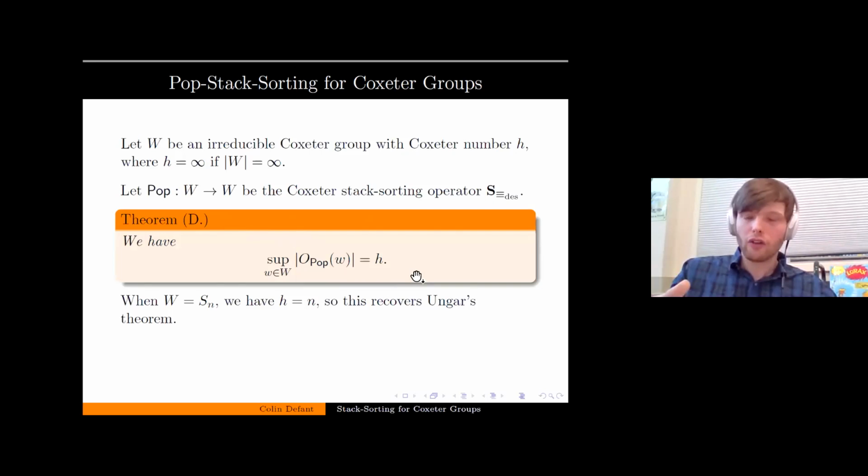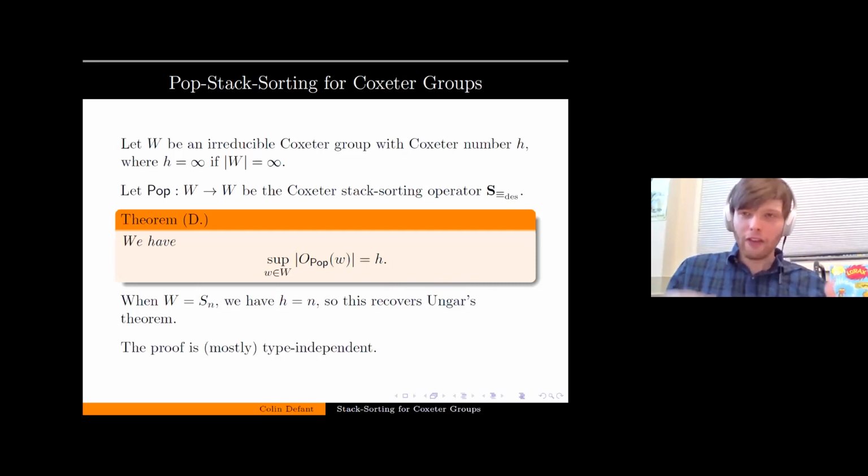And this actually is just Ungar's theorem in the case of symmetric groups. Remember, Ungar proved that if W is the symmetric group Sn, then the maximum size of a forward orbit of a permutation of size n under the pop stack sorting map was just n. And n is actually the Coxeter number of Sn. So this is like a Coxeter generalization of Ungar's theorem.